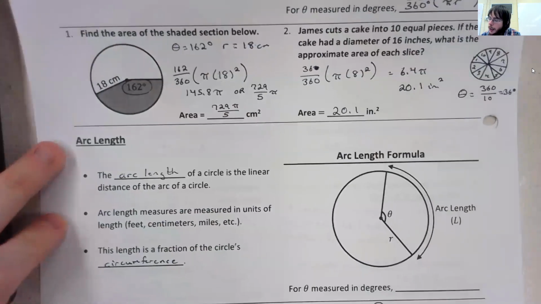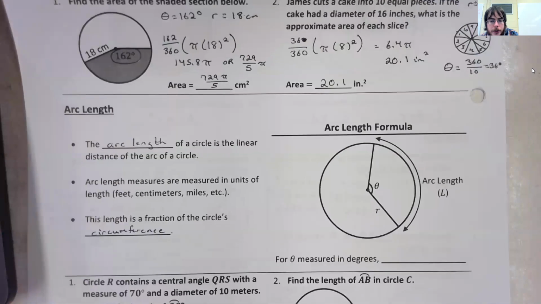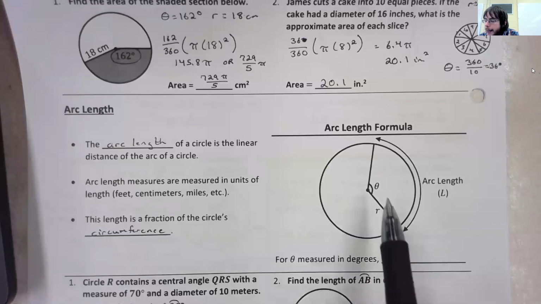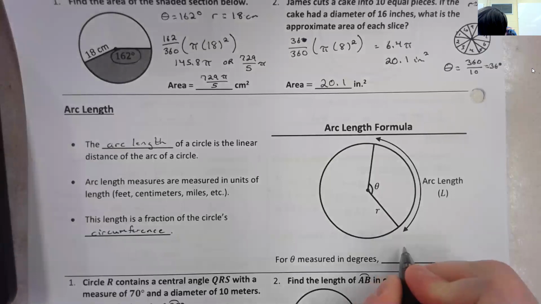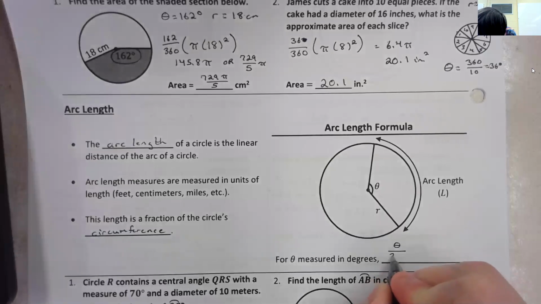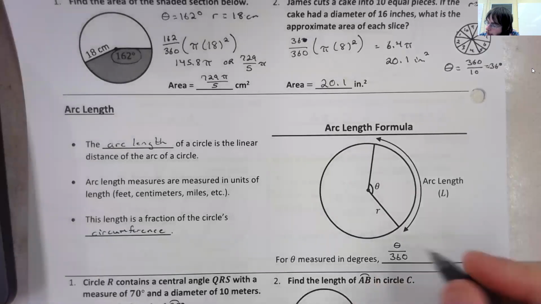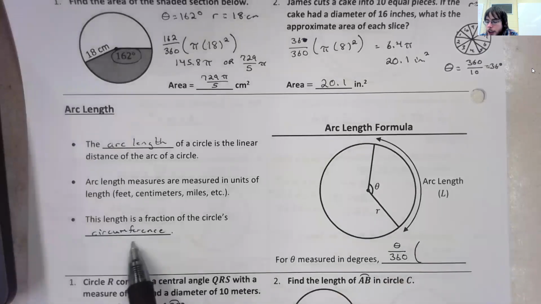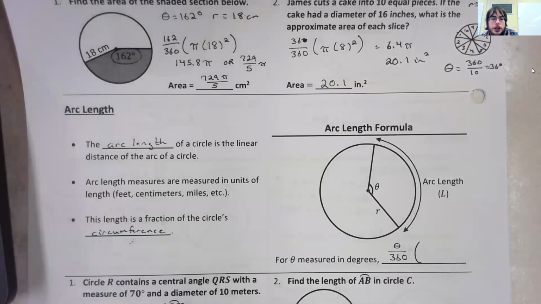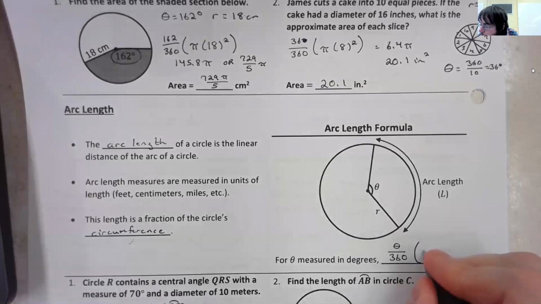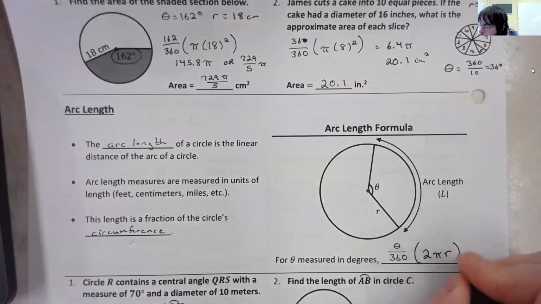Okay, so your equation here, guess what? You're going to end up with the exact same thing in front because you're looking at your theta, which is your central angle, and you're comparing it to the whole thing. So the first part of your equation for arc length will be theta over 360. But this time, since it's a fraction of the circumference, you're going to use the formula for circumference. So theta over 360 times 2 pi r.